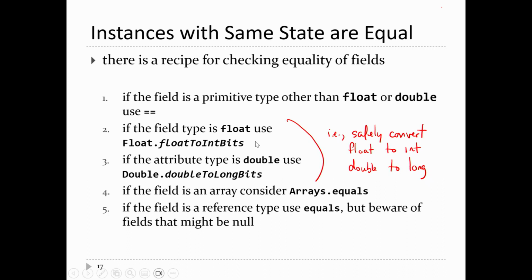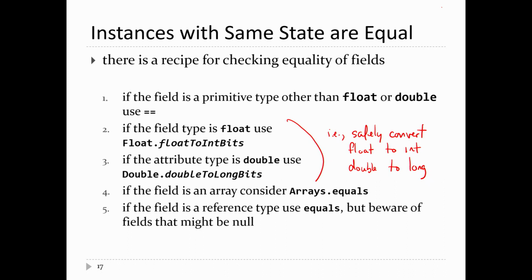If you have a floating point type, you have to convert your fields to a corresponding integer value using one of these two methods. So we're going to be using doubleToLongBits. What the heck does this thing do? Remember, a double is 64 bits in Java.